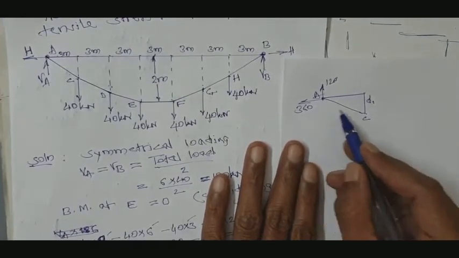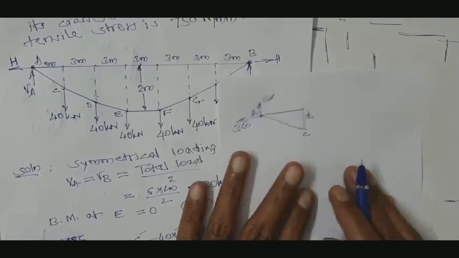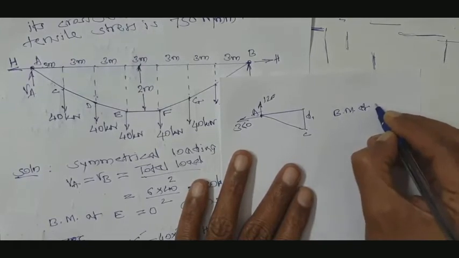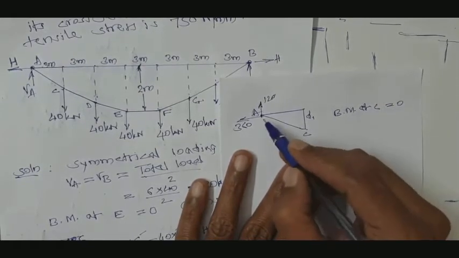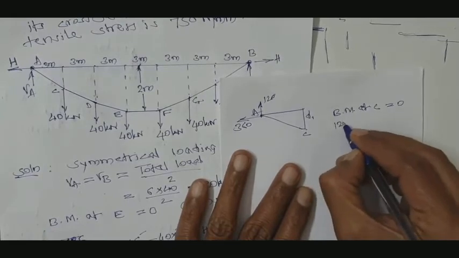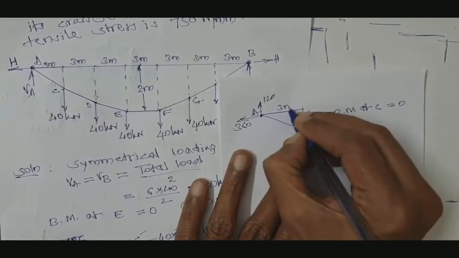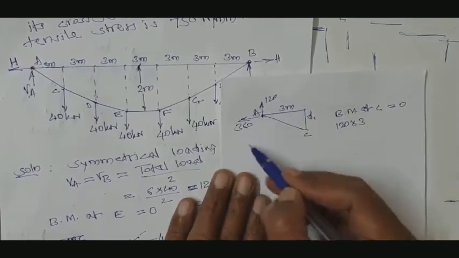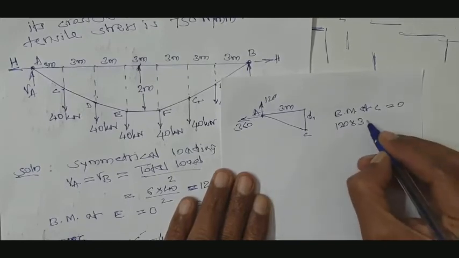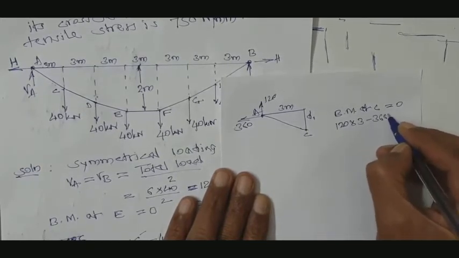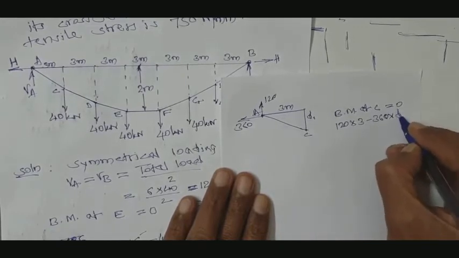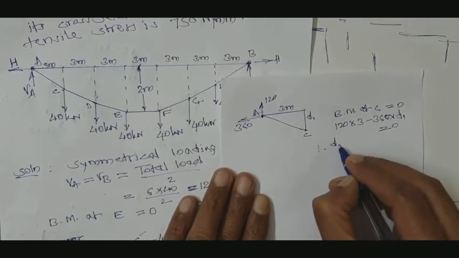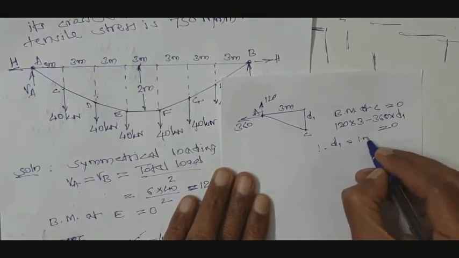Now you know that the bending moment at any point on the cable is 0. So what will we write? The bending moment at C equals 0, right? So now this is 120 into, what is this horizontal length? This is 3 meter. 120 into 3 minus, this is clockwise, this will cause anti-clockwise, C is down, so minus 360 into D1 equals 0. Therefore, if you calculate the value of D1, you will get here 1 meter.